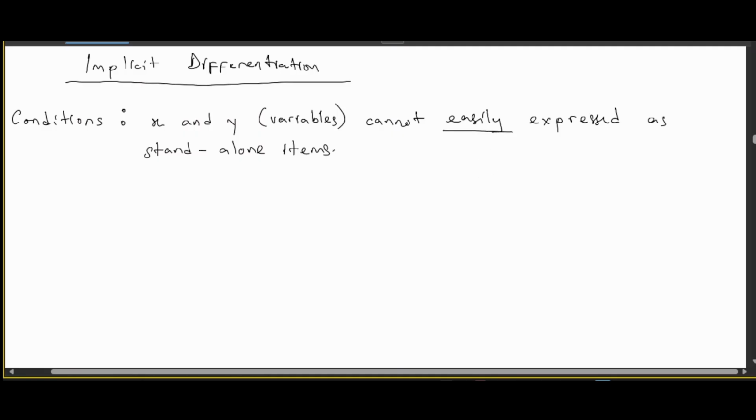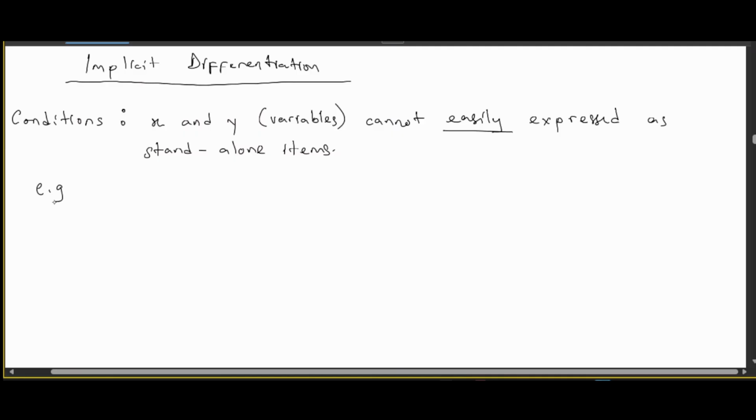So when we apply implicit differentiation, x and y, which are variables inside our equation, if we cannot easily separate them, or easily express either x or y as standalone items, we apply implicit differentiation. It's going to be apparent when we have an example, but let us put an example here.